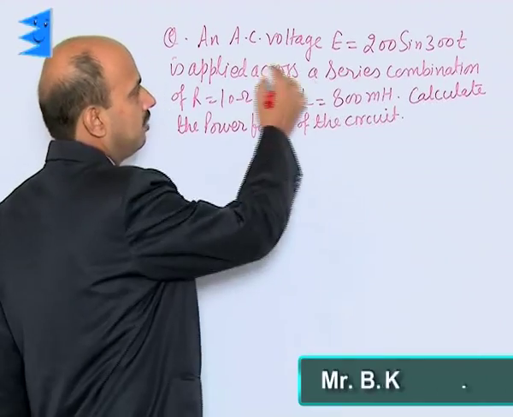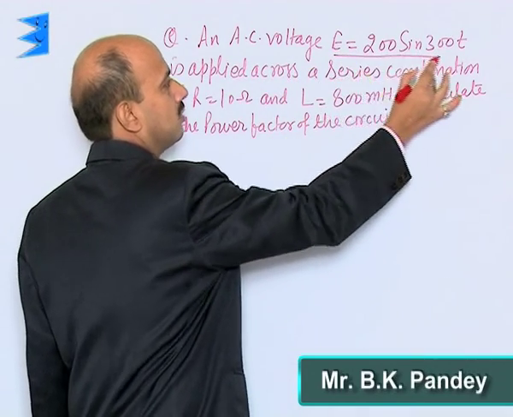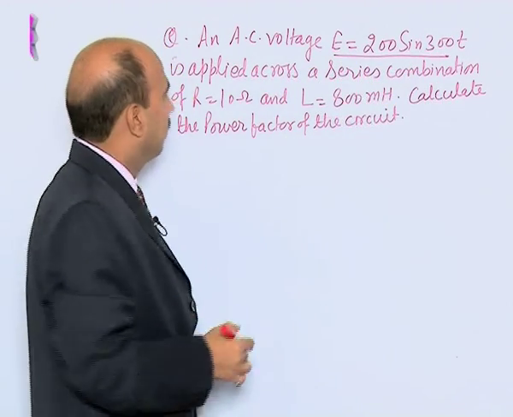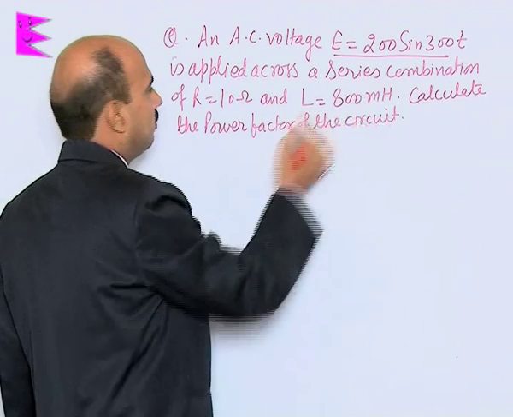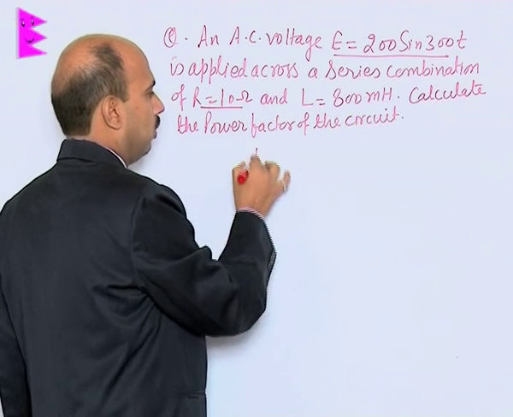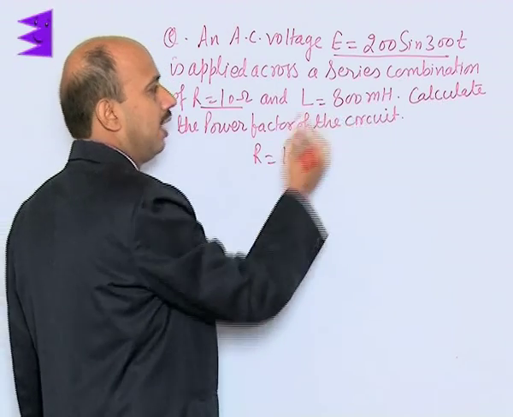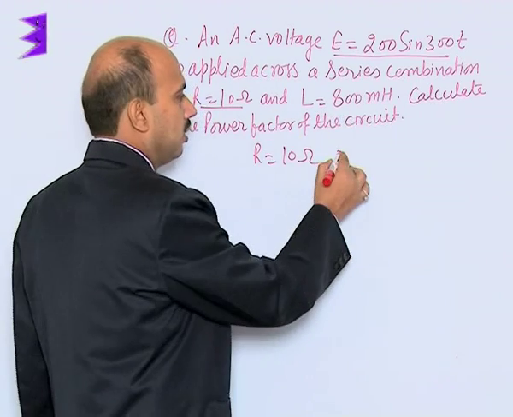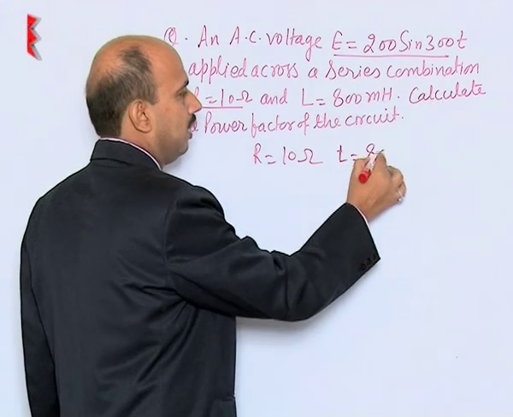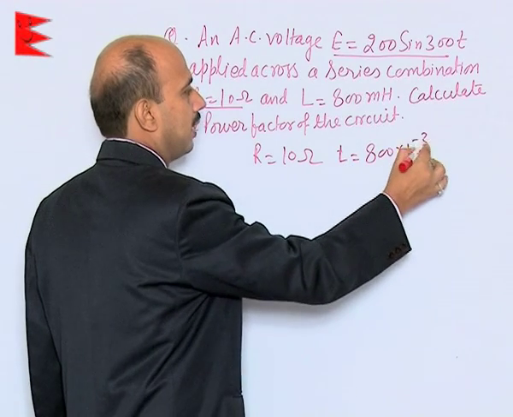Now, see here an AC voltage E is equal to 200 sin 300t is applied across a series combination of R equal to 10 ohm. You are given R is equal to 10 ohm and L is equal to 100 millihenry, that is L is equal to 800 into 10 raised to power minus 3 Henry.